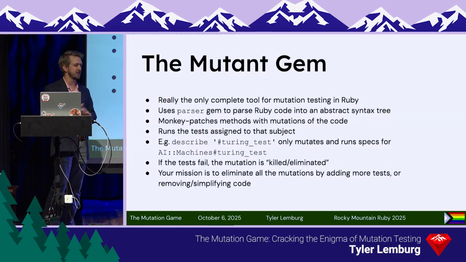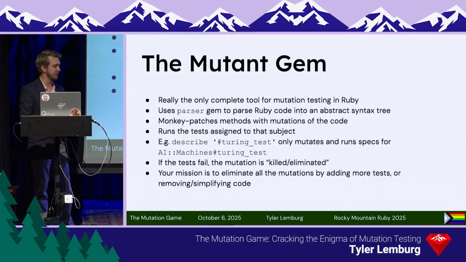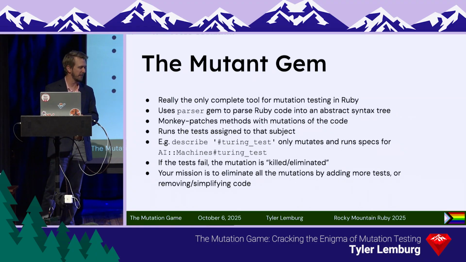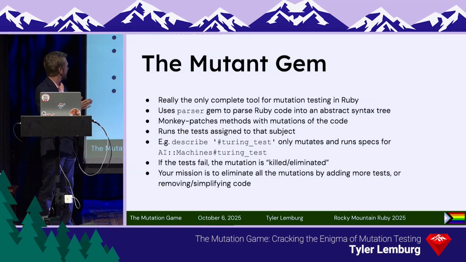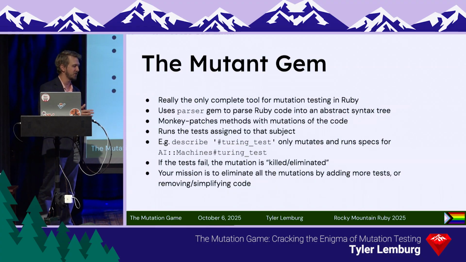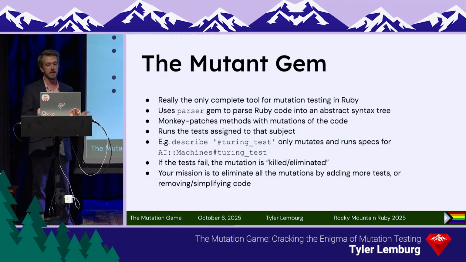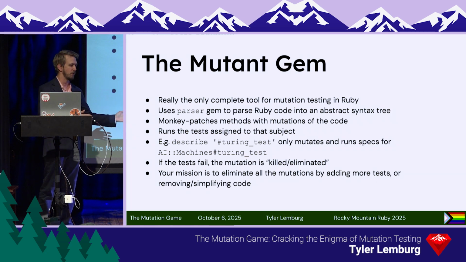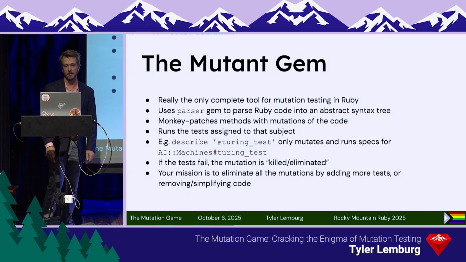So ideally, again, the tests will then fail, and that means the mutation is killed. I like to use the word eliminated. Killed is a little final. But then, your mission for this to get 100% mutation coverage is to eliminate all the mutations by either adding more tests or removing and simplifying your code.